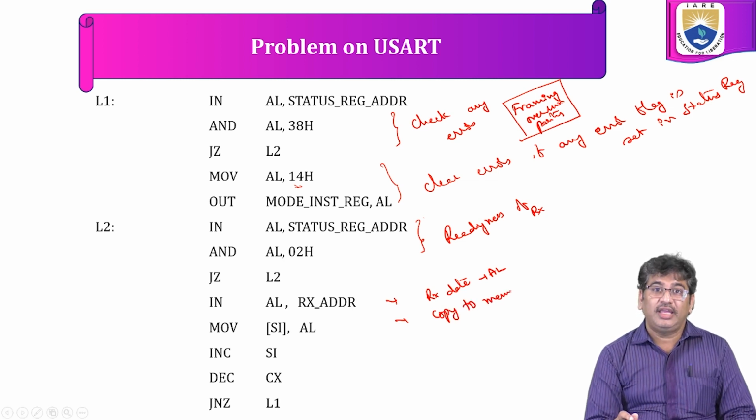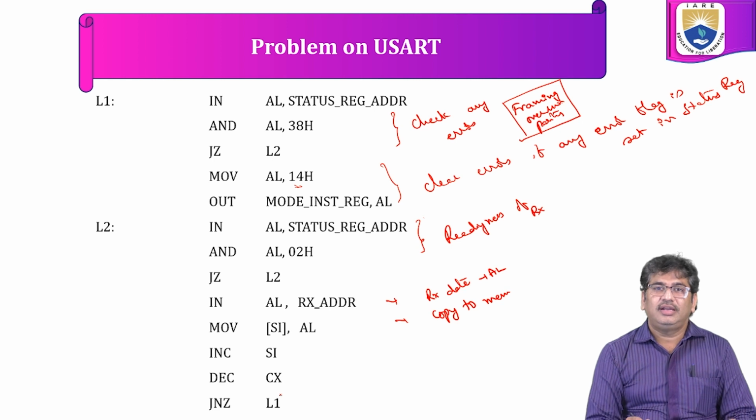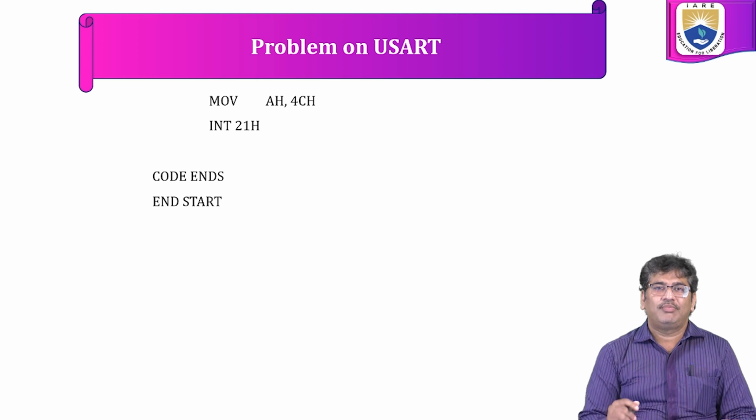As one data is received, for pointing to the next memory location, increment SI. As one data transaction is done, decrement CX. If CX is non-zero, go for the same steps again. Until 100 times, this loop has to be iterated because we want to receive 100 bytes of data. Once 100 bytes of data is received, we can come out of this loop and we can terminate the program by using MOV AH, 4CH, INT 21H, CODE ENDS and END START.